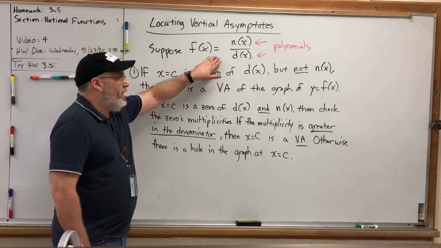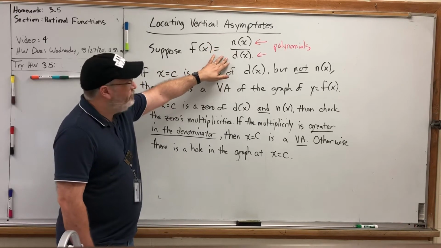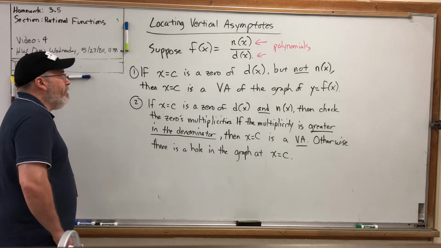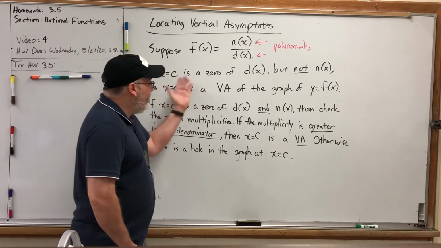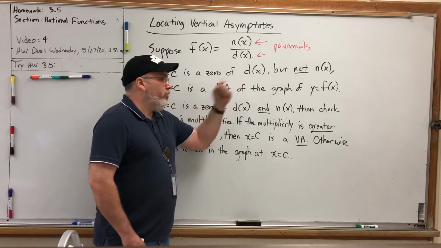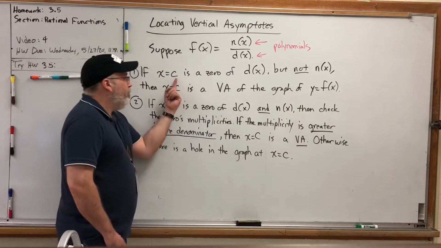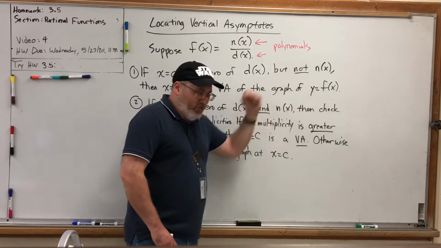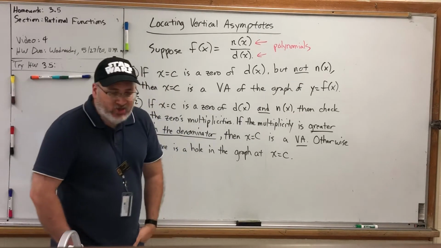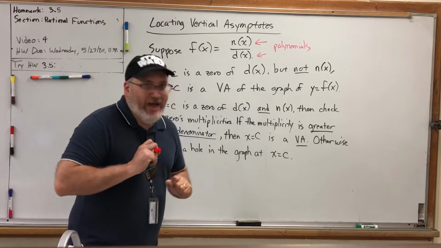Suppose f of x equals a rational function, n of x over d of x, where n and d are both polynomials, n for numerator, d for denominator. Two things. Number one, if x equals c is a 0 of d of x, in translation, if putting this number in the denominator gives you 0, but not n of x, in other words, plugging this number into the top does not give you 0, then x equals c is a vertical asymptote of the graph of y equals f of x. In short, if a number makes the bottom 0 but not the top, there's your vertical asymptote.